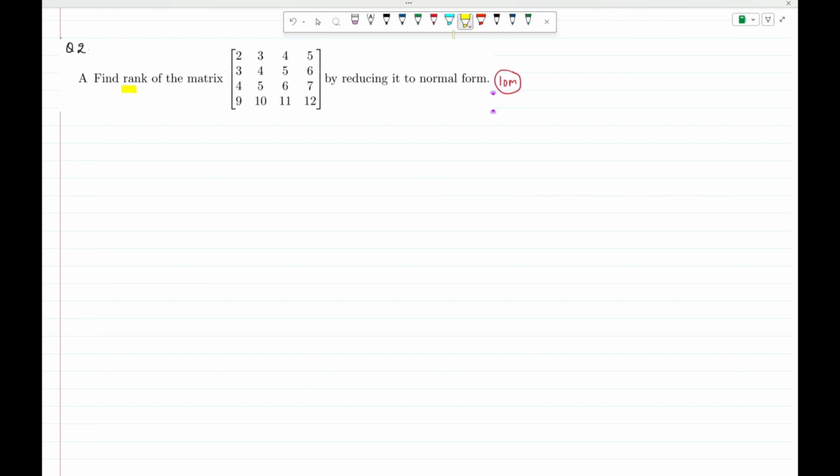So we've got to find out the rank of the given matrix. We are given a 4x4 matrix, by reducing it to normal form. Here I would like to give you a heads up that there are two types of forms that we look up in this chapter. One is the row echelon form, or simply the echelon form, and the other one is normal form.